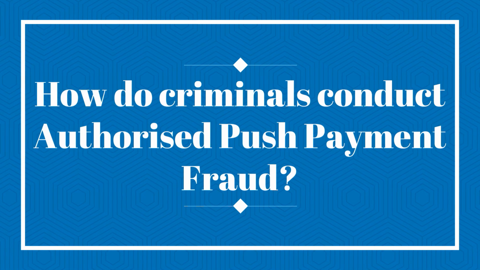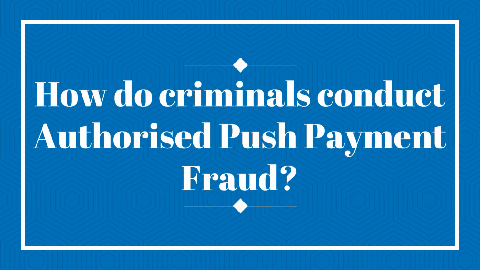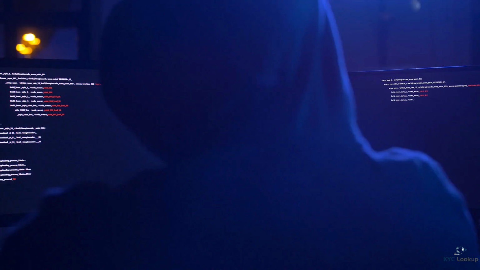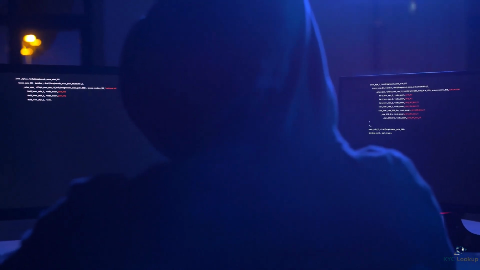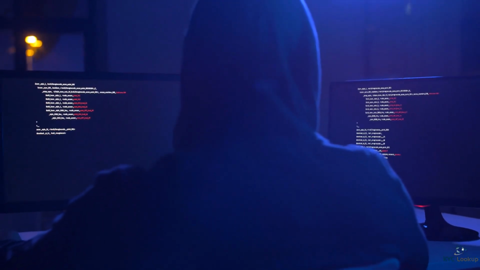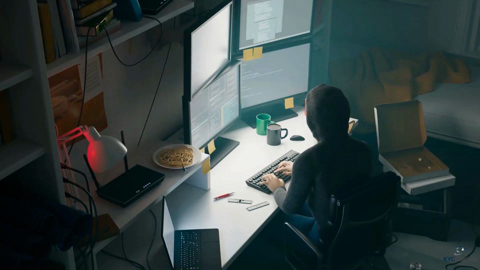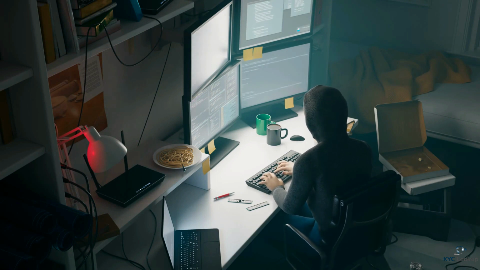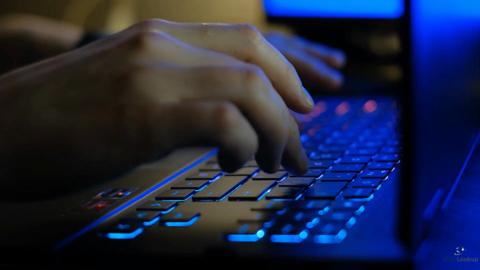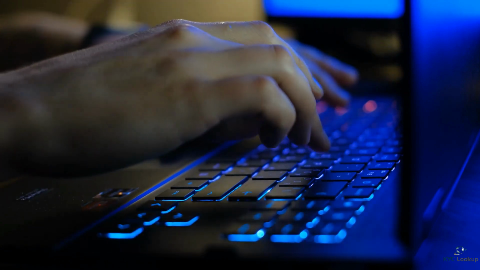How do criminals conduct authorised push payment fraud? Criminals use a variety of tactics to conduct authorised push payment (APP) fraud, which involves tricking a victim into authorising the transfer of money from their bank account to the fraudster's account. Here are some of the most common techniques used by fraudsters.